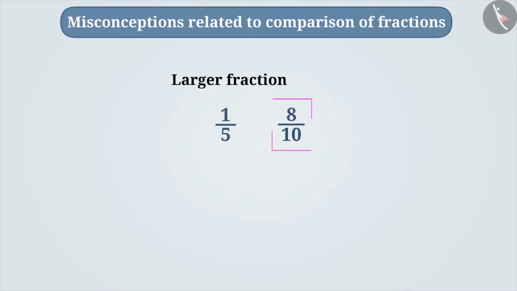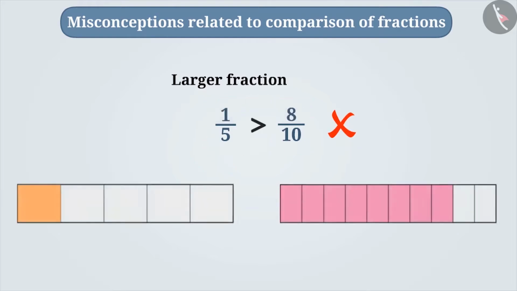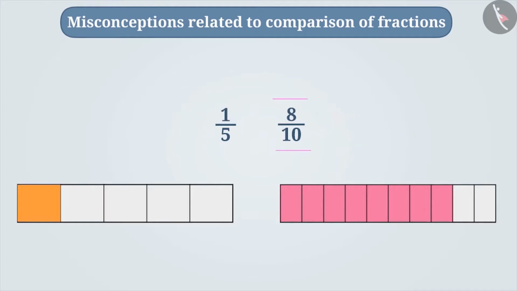Now let's see some common mistakes that occur during the comparison of fractions. Often, it is remembered that the fraction with the smaller denominator is the larger fraction. With this understanding, the numerators of 1 by 5 and 8 by 10 are ignored, and by comparing the denominators, it is understood that 1 by 5 is a bigger fraction than 8 by 10. This is incorrect. By looking at the strips that represent the fraction 1 by 5 and 8 by 10, you can clearly see that the fraction 1 by 5 is smaller than 8 by 10.